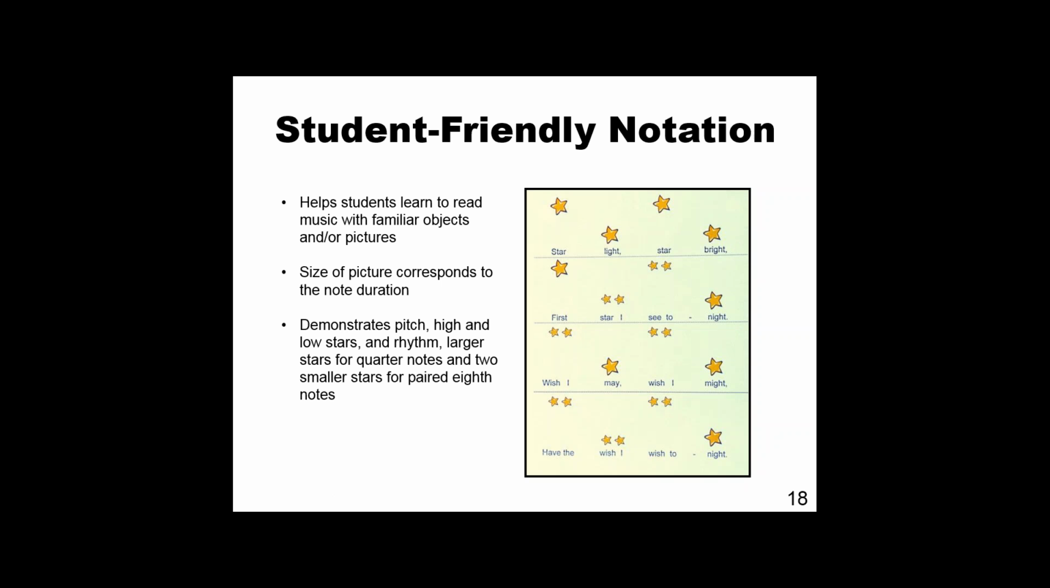So once again, this demonstrates the pitch. The high and low stars are rhythm, larger stars for quarter notes, and two smaller notes for paired eighth notes. If I did have something like a half note, what I did with my image then is I would take my image and I would draw an arrow going to the next beat to demonstrate that it was held for 2, and they would have to trace that arrow with their fingers. So there are ways to make this for half notes and whole notes as well as 16th notes.